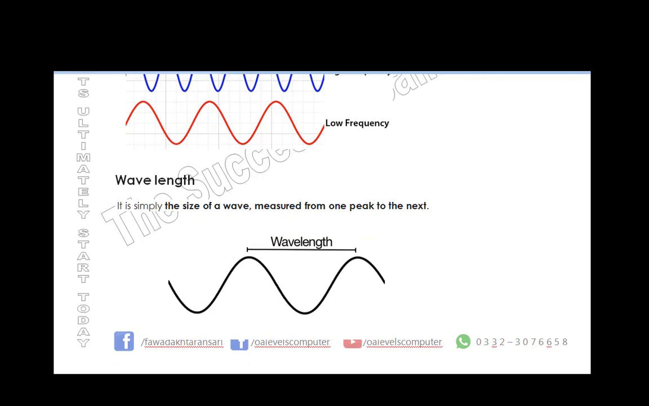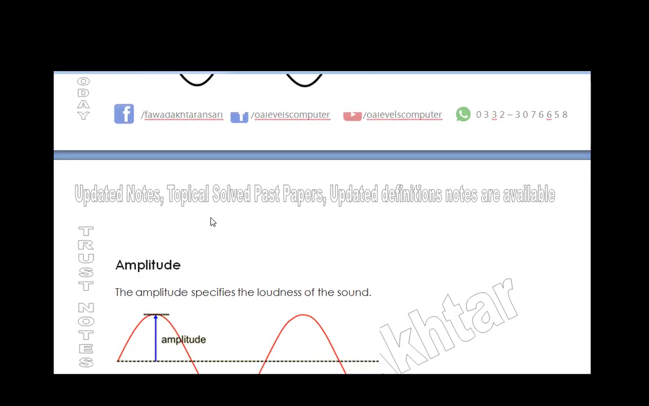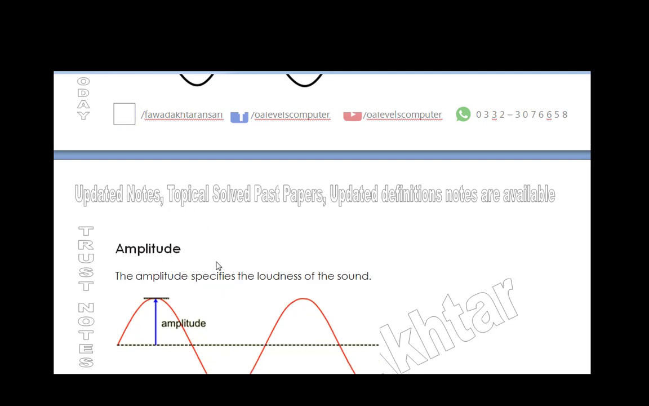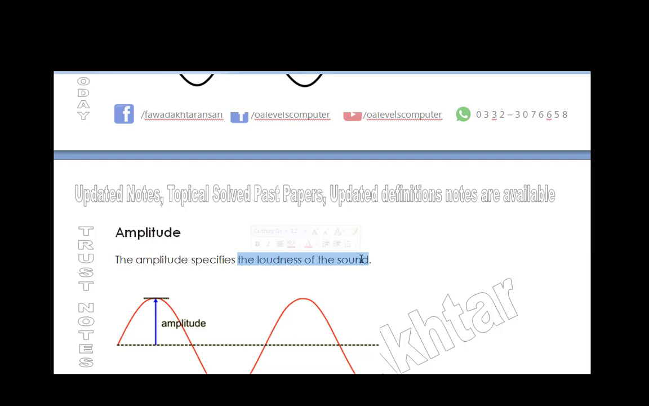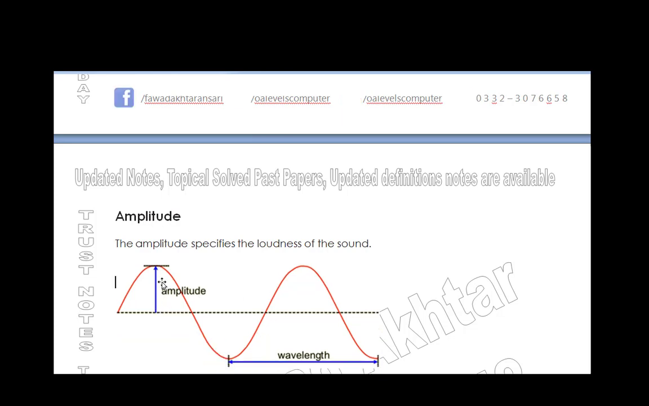The next key factor is the amplitude. And how can we measure the amplitude? It specifies the loudness of the sound, how loud the sound is. You can see in the amplitude arrow, it is going upwards. So it is the height of the sound, or the loudness of the sound. Here you can see the height of the sound, it is called amplitude.